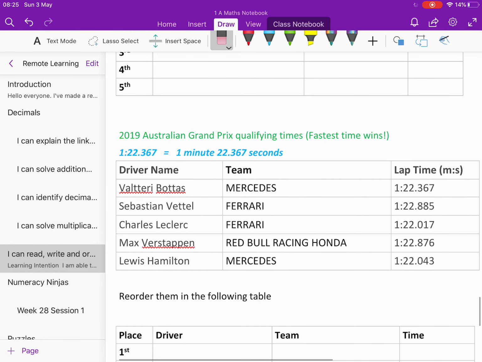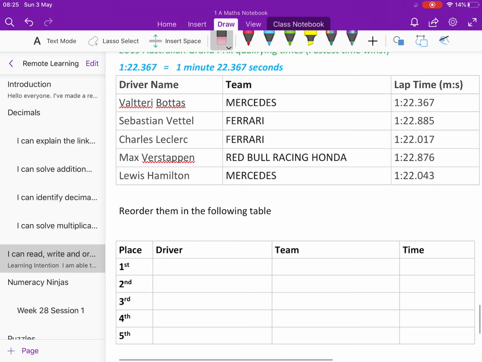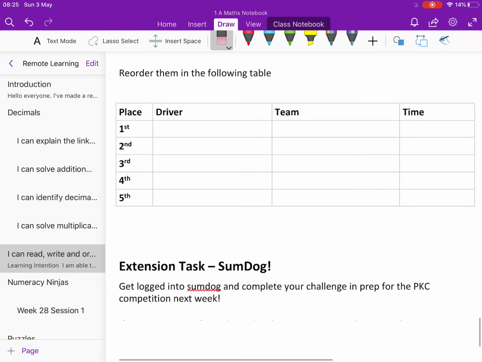And then looking at the Australian Grand Prix qualifying times as well, right? And looking at the lap times in minutes and seconds, including 3 decimal places for the seconds. Okay, so your job is just to fill them in and put them in the right time.